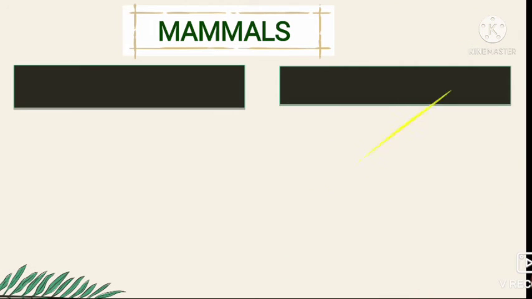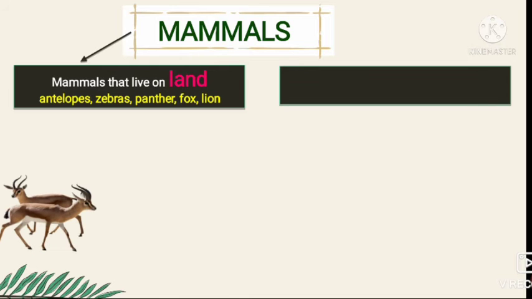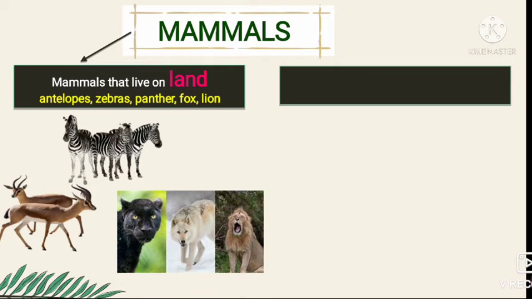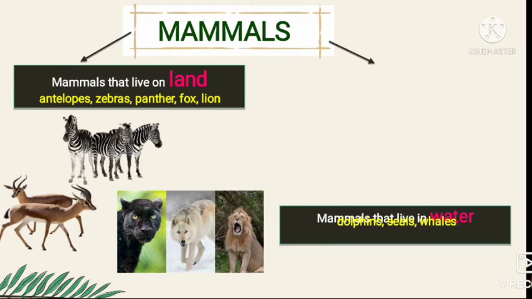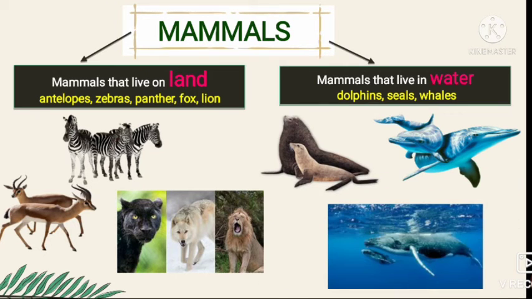What are the other things about mammals? There are 2 types of mammals that we can tell apart based on the way they live. First, the mammals that live on land, such as the deer, antelope, zebra, panther, fox, or lion. They all live on the land. But take a look at this. The other mammals can live in the water, like dolphins, seals, and whales. They are still mammals because they still breathe with lungs. So they need to come up somehow to take in air.